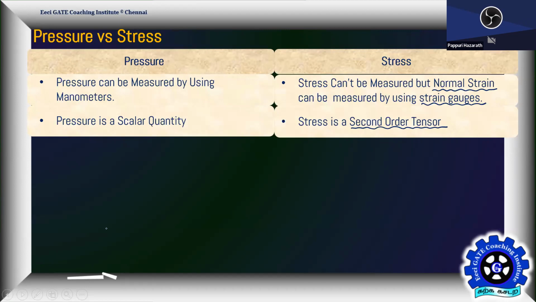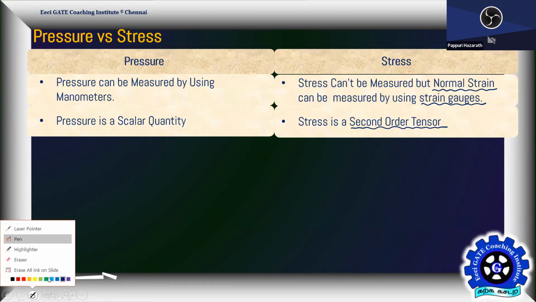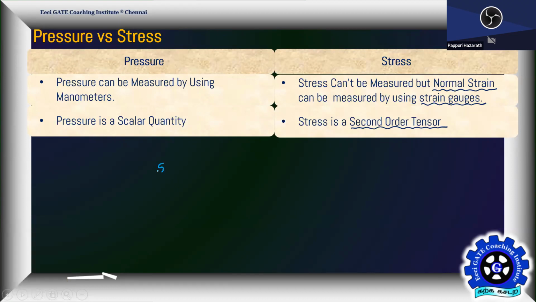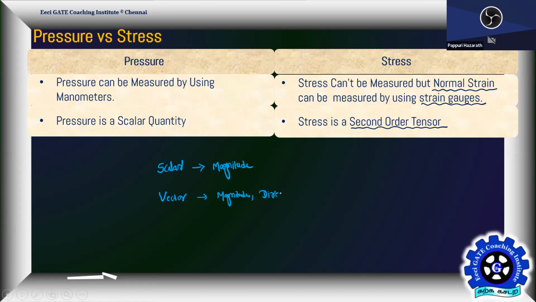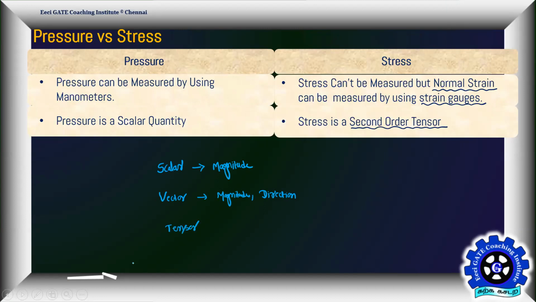See here, scalar is a zero order tensor. What is meant by scalar? To represent a physical quantity, only magnitude is sufficient. What is meant by vector? First order tensor: both magnitude and direction. Excellent. Now the tensor term has one more additional term.